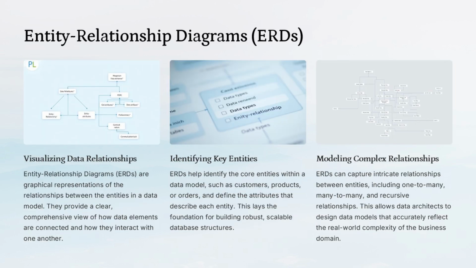Entity relationship diagrams, or ERDs, are visual representations that show the relationships between the different entities or data elements in a data model. ERDs provide a clear, comprehensive view of how data elements are connected and how they interact with one another. They help identify the core entities within a data model, such as customers, products, or orders, and define the attributes that describe each entity.